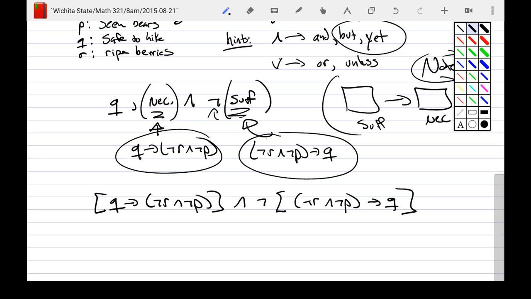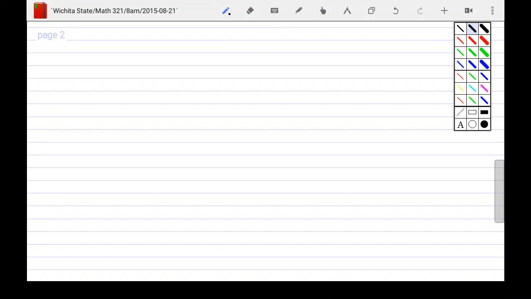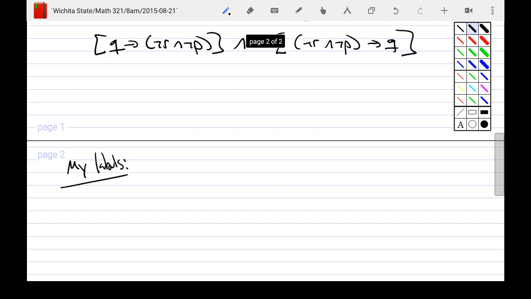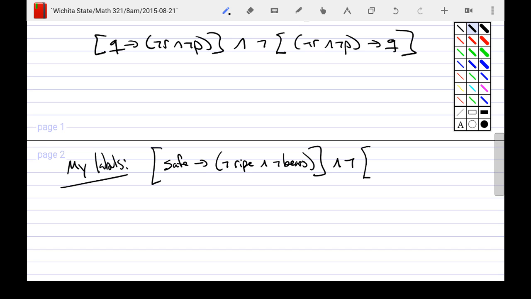And again, a more intelligent way of doing this would have been safety implies no ripe berries and no P, right? And you would probably even use the entire word. If I would have picked my own labels, I would have made it look like this, to make it easier to read. Safe implies not ripe and no bears. And it is not true that no ripe and no bears implies safe. It's much easier to read. That'd be a better label choice.